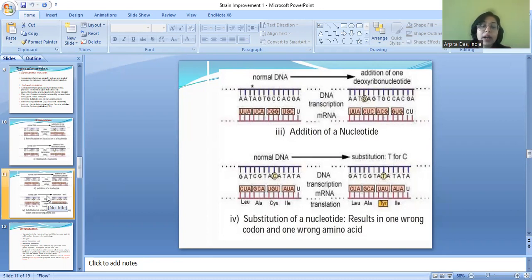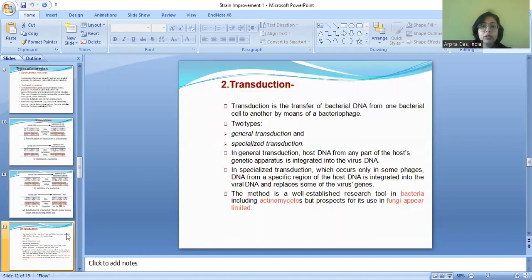Next method where we are adding some foreign DNA includes recombination, transduction, transformation, and conjugation, along with certain genetic information. So we are going to talk about transduction. Transduction is a transfer of bacterial DNA from one bacterial cell to another by means of bacteriophage. Generally, transduction is done using two methods: generalized transduction and specialized transduction.